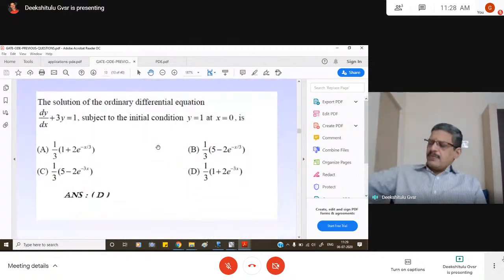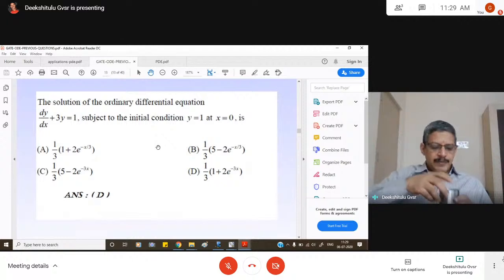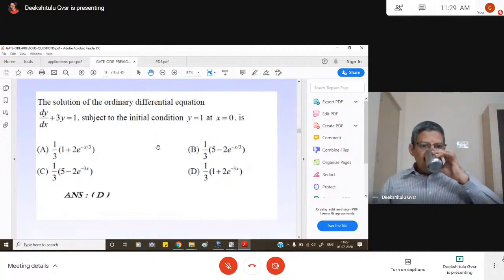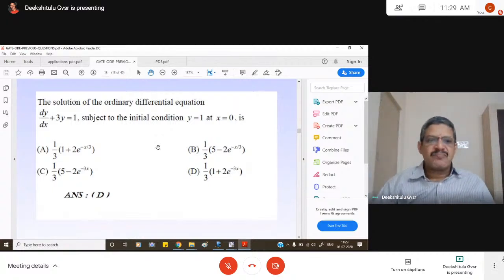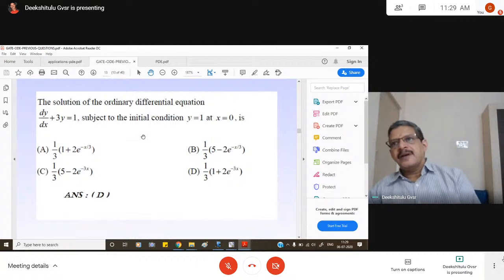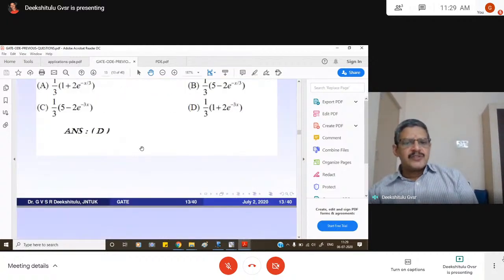The solution of the ordinary differential equation dy by dx plus 3y is equal to 1, subject to an initial condition. It is a linear equation, or you can solve this equation using variable separable also. Simple variable separable equation or linear equation, you can solve either way.